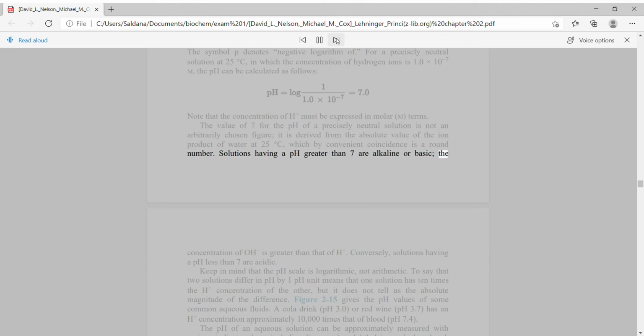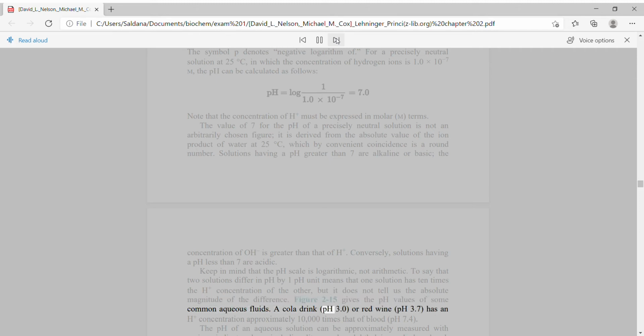The concentration of OH- is greater than that of H+. Conversely, solutions having a pH less than 7 are acidic. Keep in mind that the pH scale is logarithmic, not arithmetic. To say that two solutions differ in pH by 1 pH unit means that one solution has 10 times the H+ concentration of the other, but it does not tell us the absolute magnitude of the difference. Figure 2-15 gives the pH values of some common aqueous fluids.